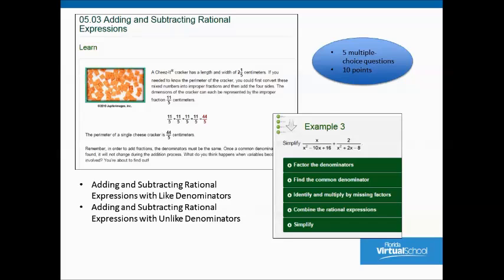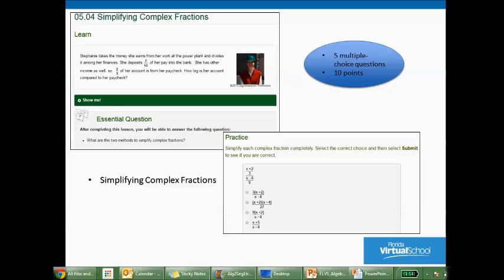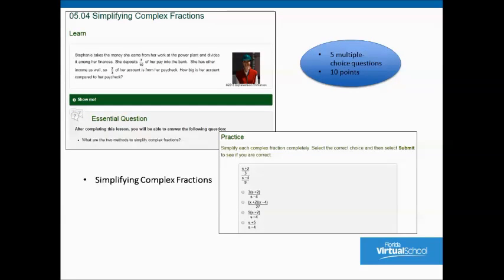503, adding and subtracting rational expressions. So in this, they get into the like and unlike denominators. 5 multiple choice questions, 10 points total. Lesson 504 is simplifying complex fractions, which is the fraction over a fraction. The assessment for 504 is 5 multiple choice questions worth 10 points.